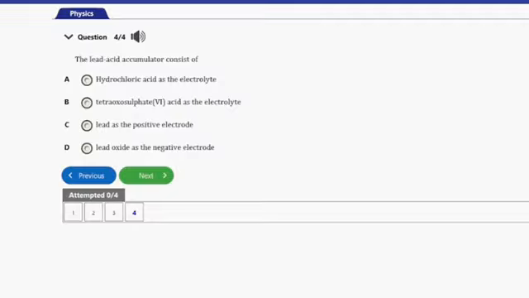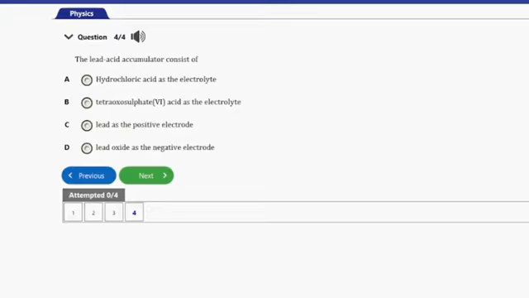So that's question number 4, and it says, the lead acid accumulator consists of A, hydrochloric acid as the electrolyte, B, tetroxosulfosic acid as the electrolyte, C, lead as the positive electrode, D, lead oxide as the negative electrode.